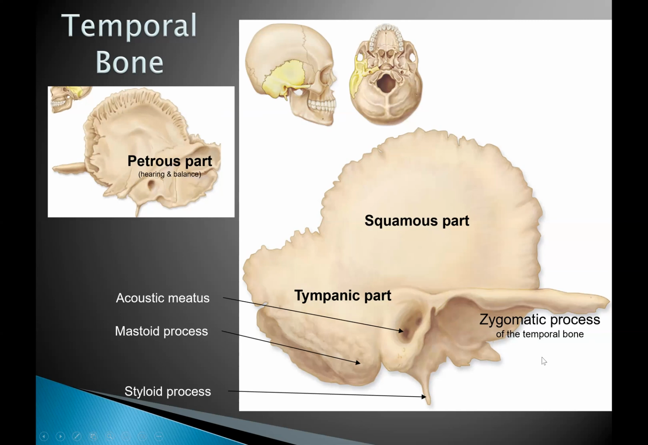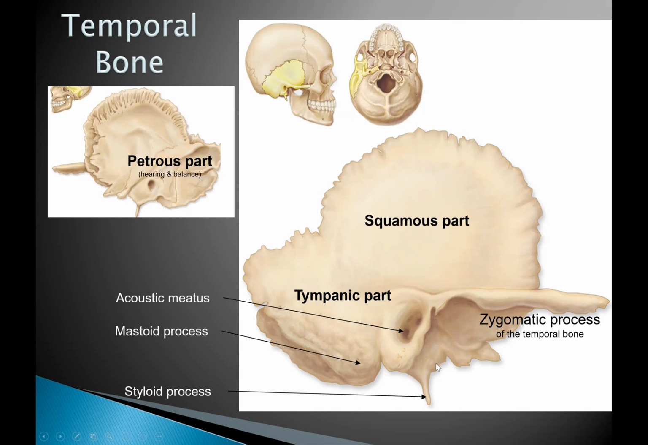I know, very confusing, but make sure you understand that when you review this, okay? So this zygomatic process articulates with the zygomatic bone, okay? It joins up with the zygomatic bone, but it lives on the temporal bone.